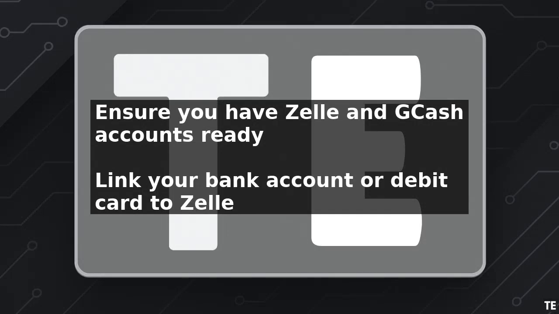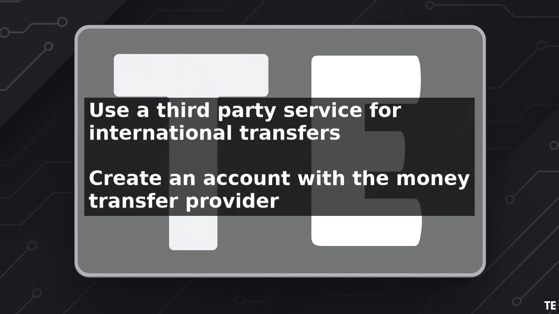To send money from Zelle to GCash, you need to follow a few simple steps. First, ensure you have a Zelle account and a GCash account. If you do not have a GCash account, sign up for one by downloading the GCash mobile app and following the registration process. Next, link your bank account or debit card to your Zelle account. This will allow you to fund your transactions.